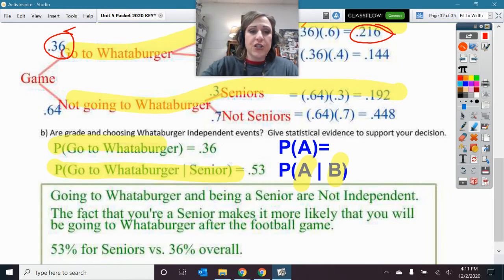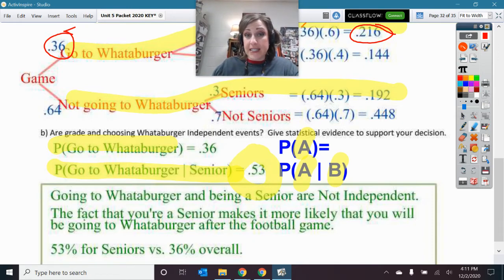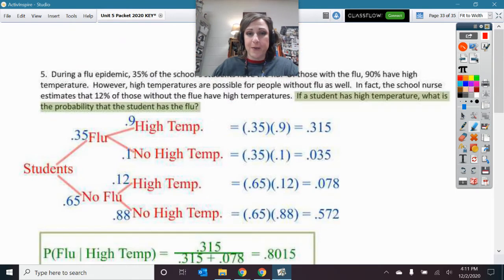Then all I have to do is write down Whataburger probability of 0.36. So 0.36 does not equal 0.53. So going to Whataburger and being a senior are not independent, because the fact that you're a senior makes it more likely that you go to Whataburger. Then you give the statistical evidence: 53% for seniors, 36% overall for the marginal. Okay, moving on.